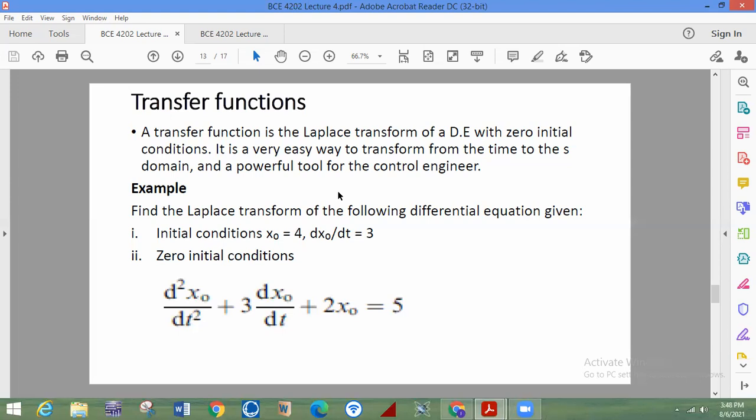I think it was in the previous meeting, one of the members asked about the significance or rationale of transfer functions. Why are we deducing or finding these transfer functions from the block diagrams of the control systems? So it is clearly stated here that it is a very easy way to transform from time domain to S domain and a powerful tool for the control engineer, as we shall see shortly.